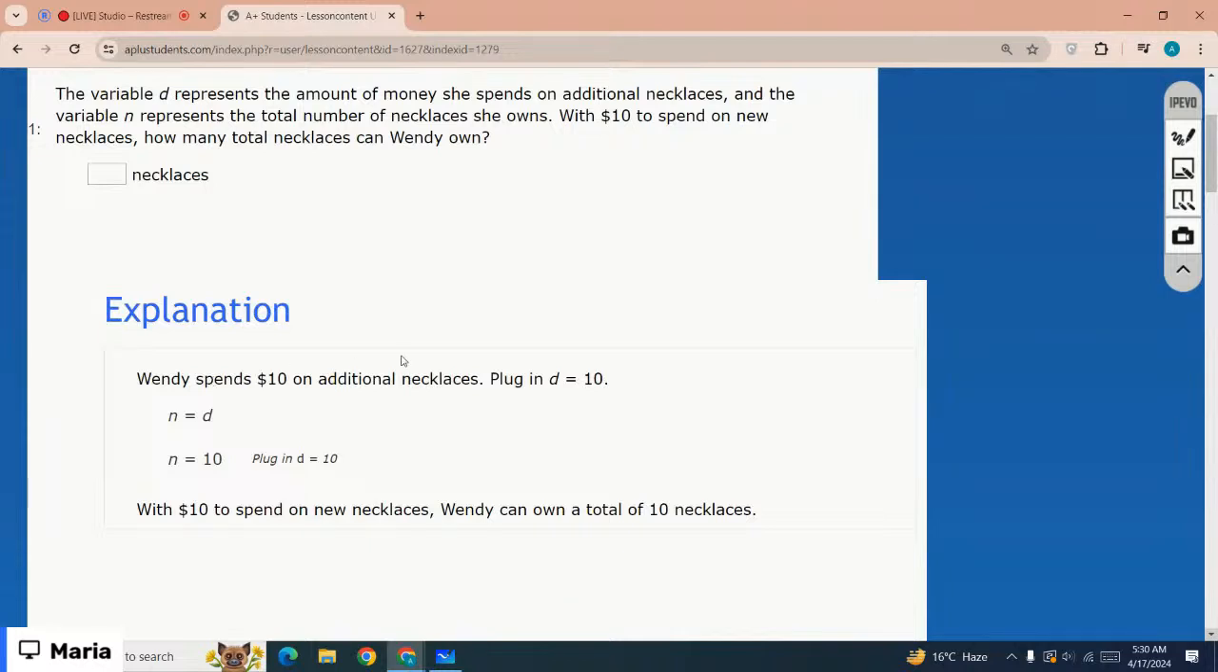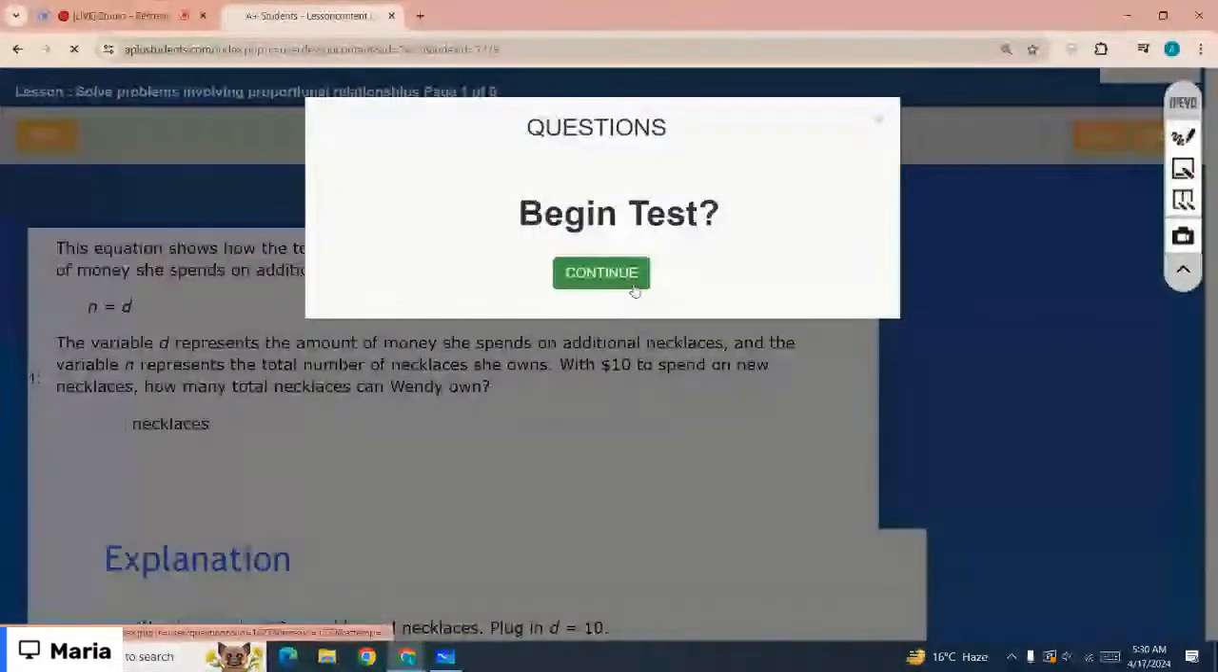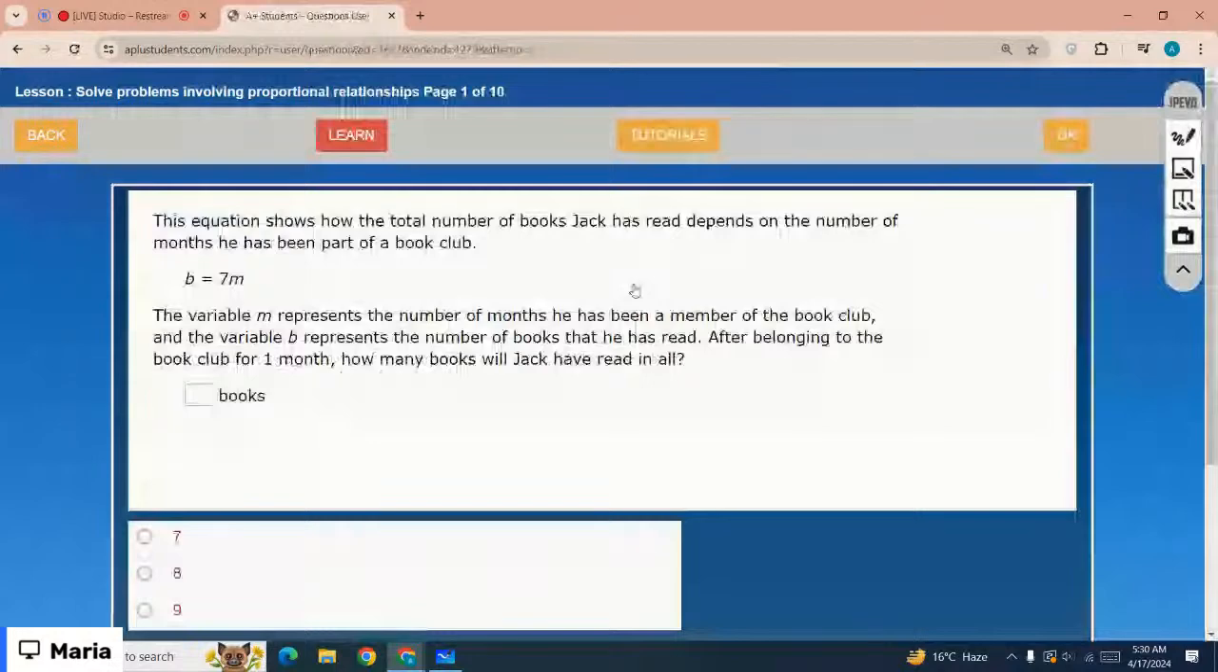Let's just start with the practice questions. Okay. This equation shows how the total number of books Jack has read depends on the number of months he has been part of a book club. B equals 7m. The variable m represents the number of months he has been a member of the book club, and the variable b represents the number of books he has read. After belonging to the book club for 1 month, how many books will Jack have read in all? So, which is the correct option?